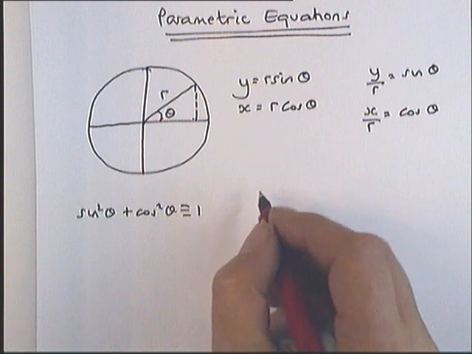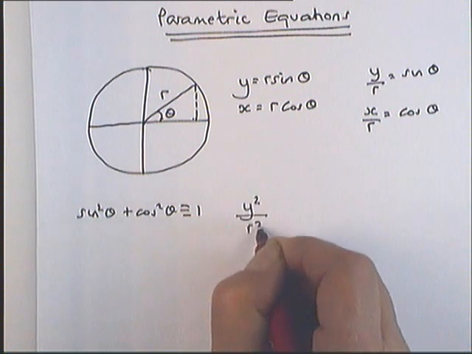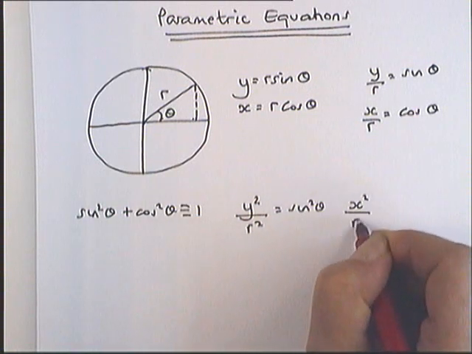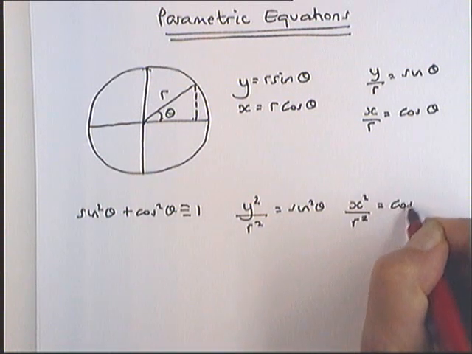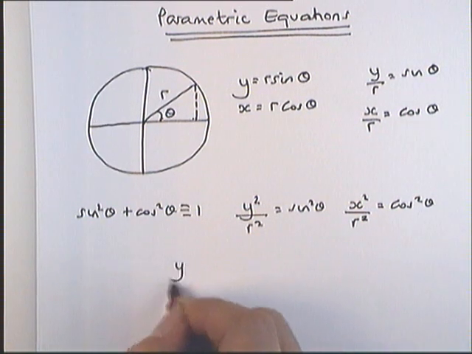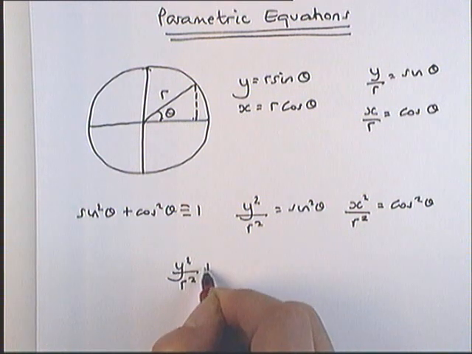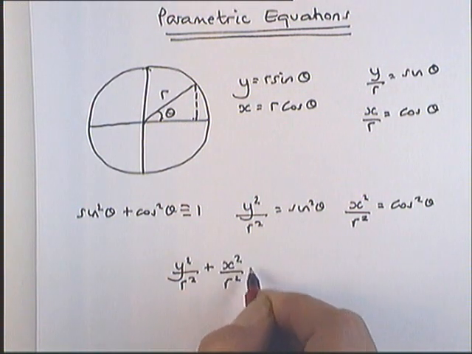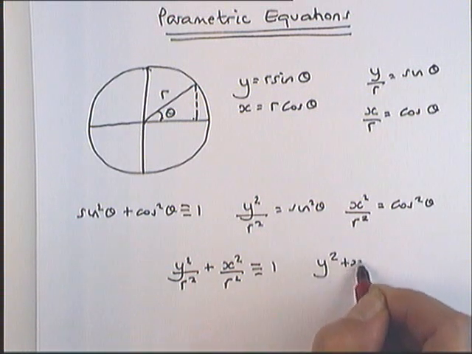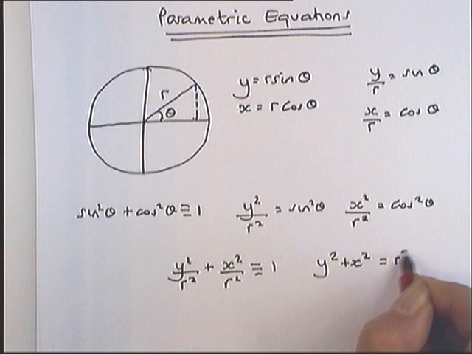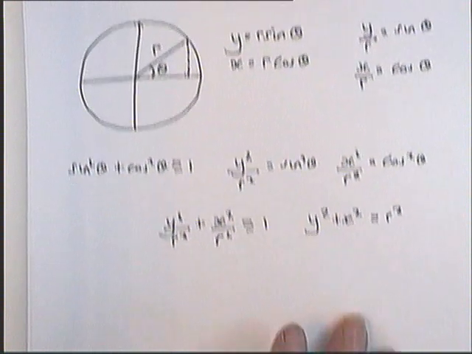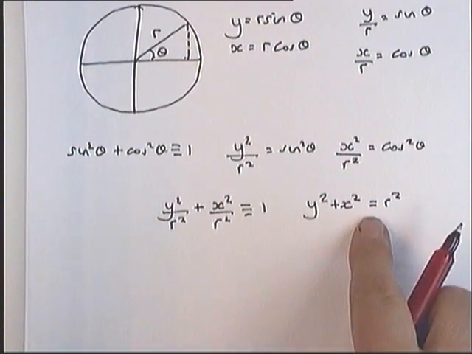So if we square both of these, y squared divided by r squared is sine squared theta, and x squared divided by r squared is cos squared theta. Then if I add both of those together, I should get 1. Y squared over r squared plus x squared over r squared is equal to 1, which means that y squared plus x squared is equal to r squared. And that's the standard equation of a circle, centre of the origin, which you know from C2.